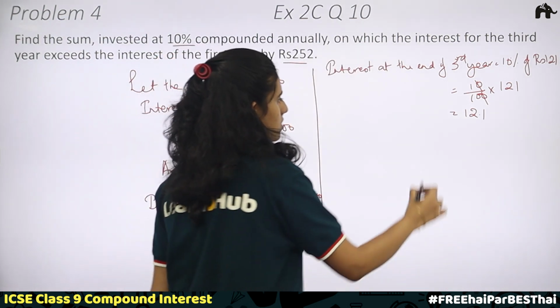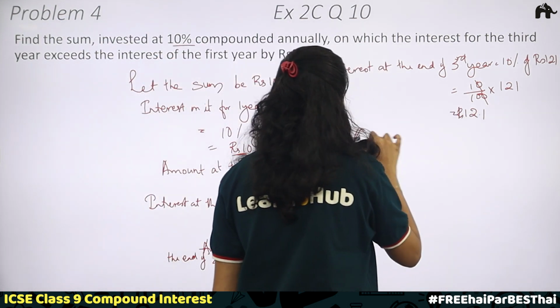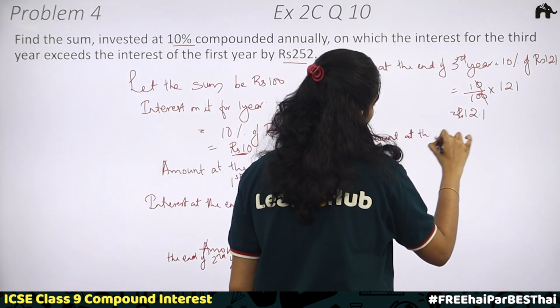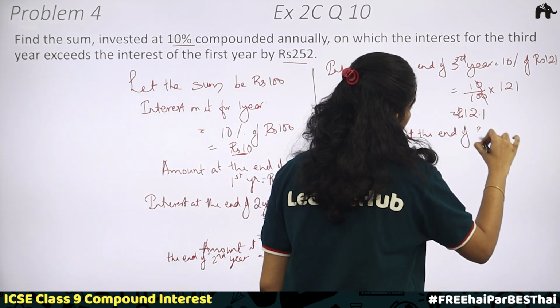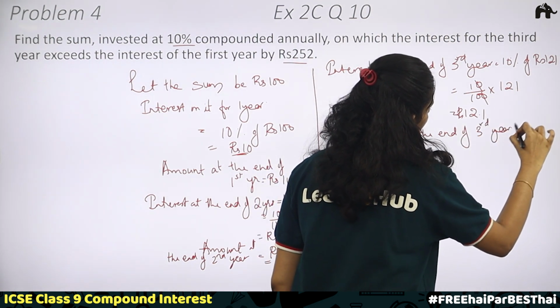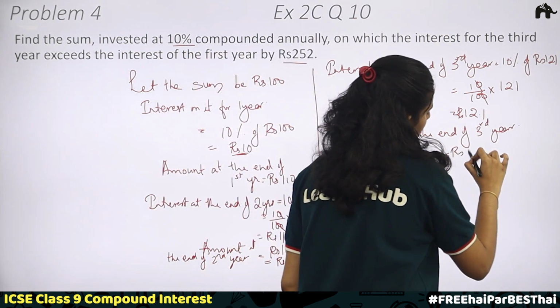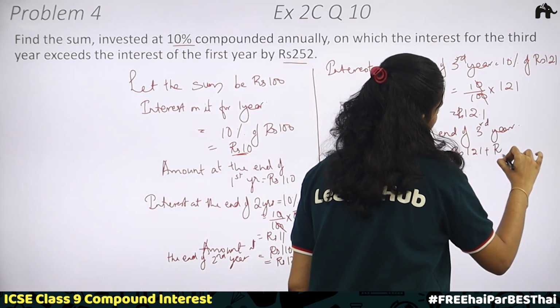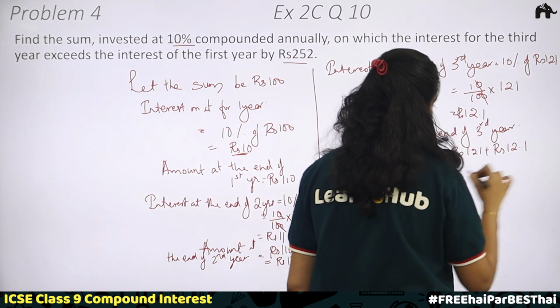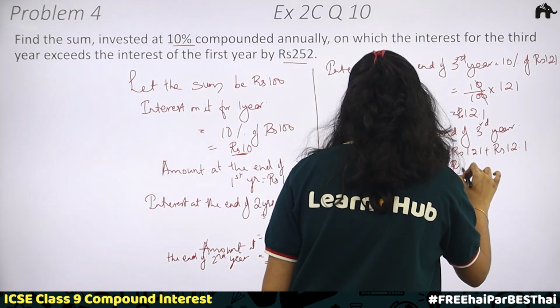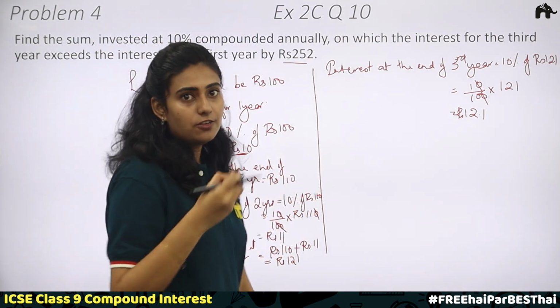12.1 is the interest, rupees 12.1. Then what is the amount? Amount at the end of third year will be equal to, here the principal is rupees 121 plus rupees 12.1. On adding, you will be getting rupees 133.1. So, we got the amount at the end of third year.